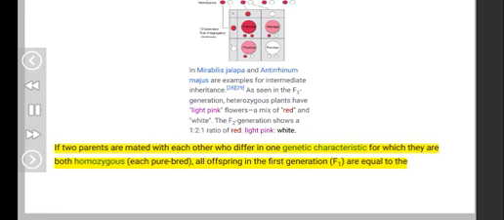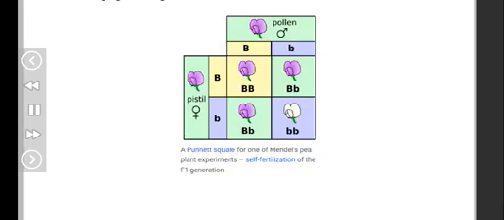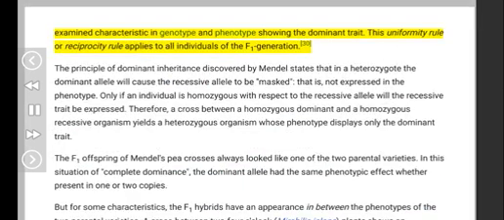If two parents that differ in one genetic characteristic, for which they are both homozygous, each purebred, are crossed, all offspring in the first generation, F1, are equal in the examined characteristic in genotype and phenotype, showing the dominant trait. This uniformity rule or reciprocity rule applies to all individuals of the F1 generation.